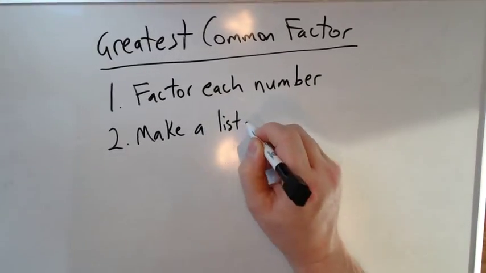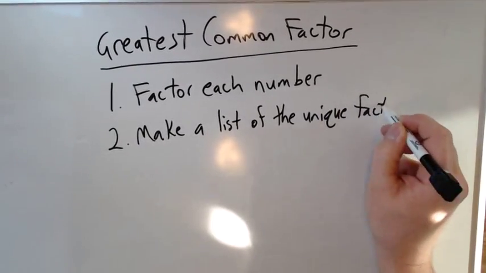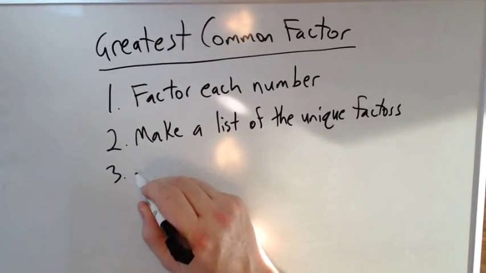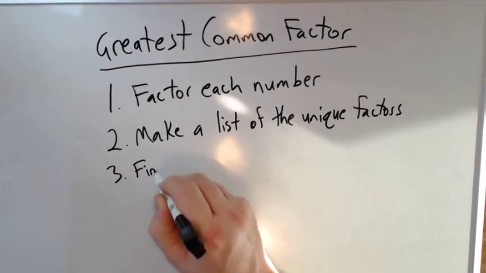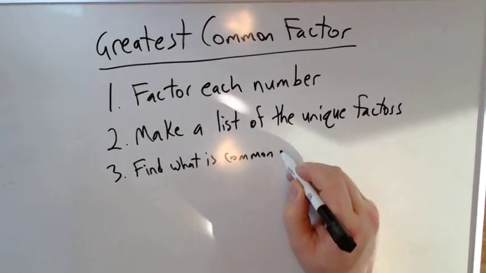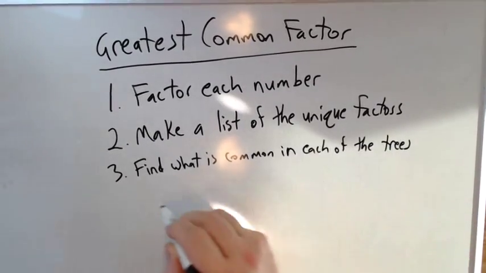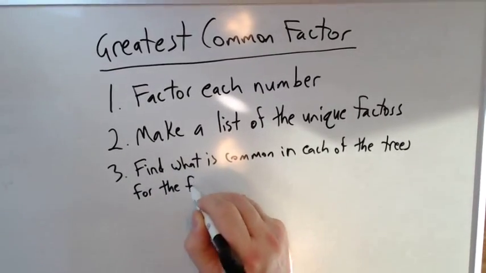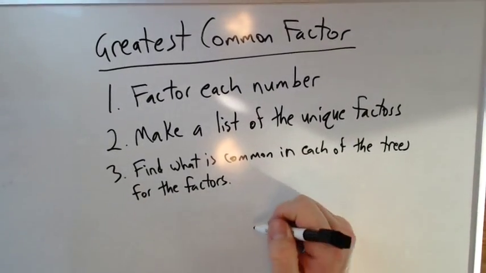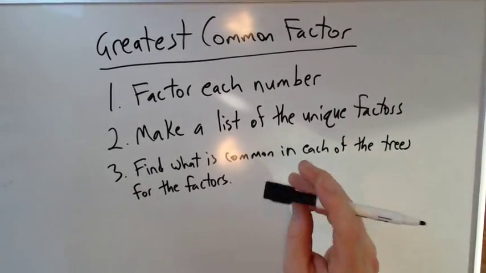Make a list of the unique factors. Step 3, find what is common in each of the trees for the factors. I guess you could say the smallest contribution of each factor. No, that's not really true either. They have to be common.